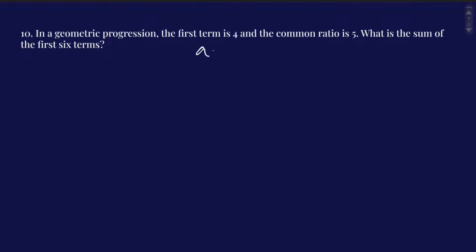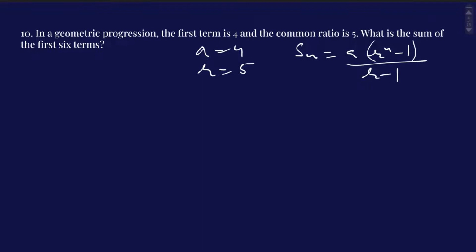So we are given first term equals to 4, common ratio is 5. We have to find the sum of 6. So the formula for sum of n terms is equal to a into r to the power n minus 1 upon r minus 1. So the sum of 6 terms would be nothing but a, which is equal to 4, into r to the power n minus 1. So r is 5 to the power n, n becomes 6, minus 1 upon r minus 1, 5 minus 1.